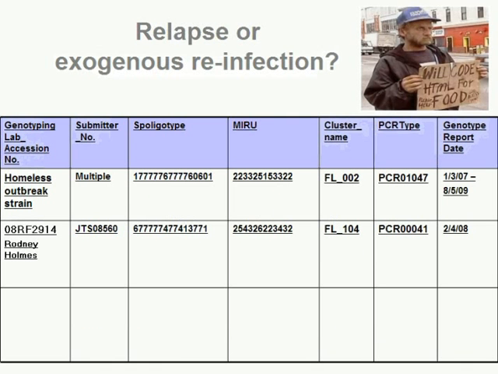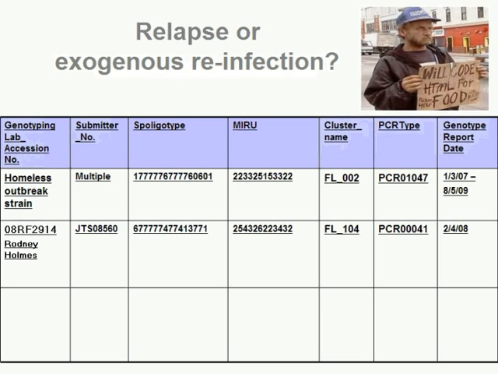The next thing I want to talk about is relapse or exogenous reinfection. Now, this is a fake homeless person, but given the idea that we had a homeless outbreak in Baltimore that was well known by a particular pattern, we have this new person show up, Rodney Holmes, who's homeless, and so we all say, yeah, he's going to be part of that homeless outbreak that we've been dealing with. But when we got the genotype results back on Rodney Holmes, it turned out that the spoligotype and MIRU were different, and he was in a different cluster.